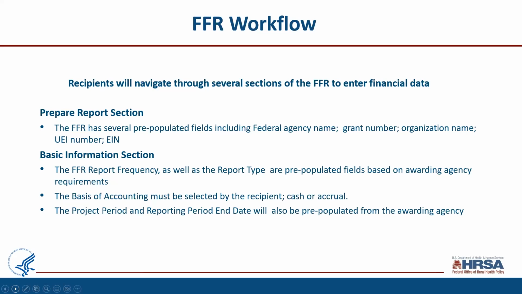And then the basic information section. This is where you'll see the report frequency, also known as a report type. These are pre-populated fields based on the awarding agency requirements. The basis of accounting must be selected by the recipient, so it's either cash or accrual. And then the project period, reporting period, end date is also pre-populated from the awarding agency.